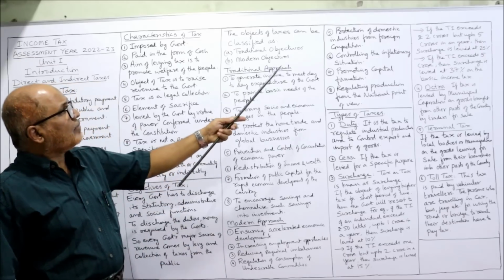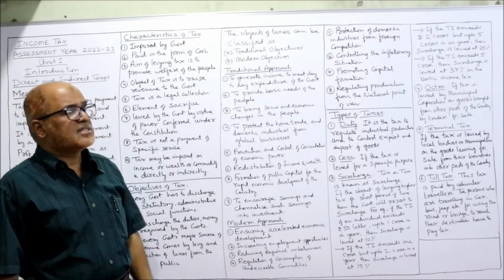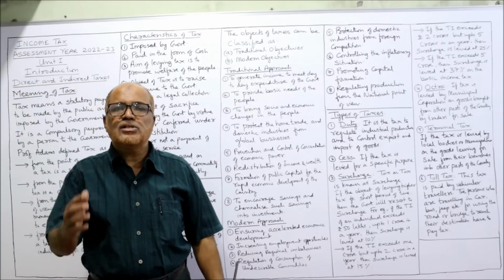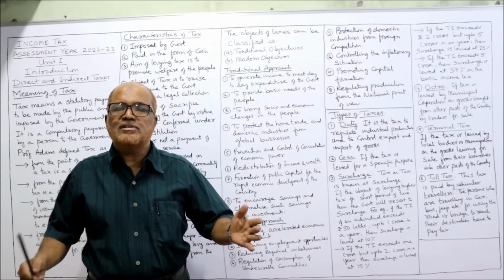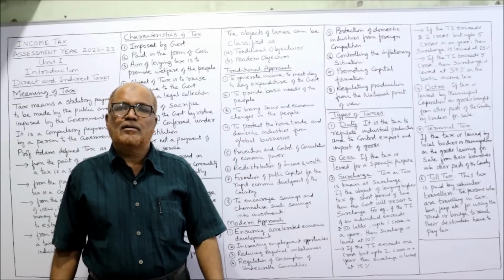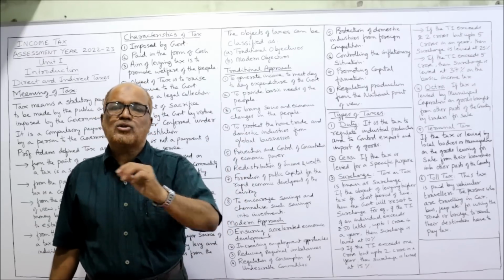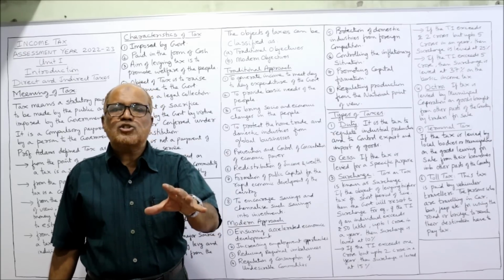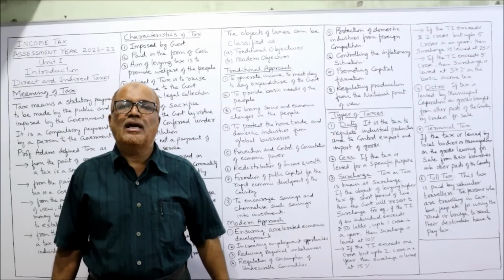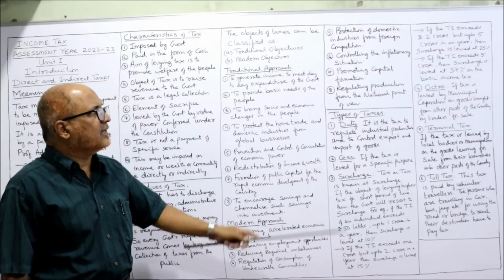Next one is controlling inflationary situation. Inflation means general rise in the price level. The prices of goods and services are increasing day to day, and it will have a bad effect on the standard of living of the people. So the government's responsibility is to control the inflation. Government will implement the tax.